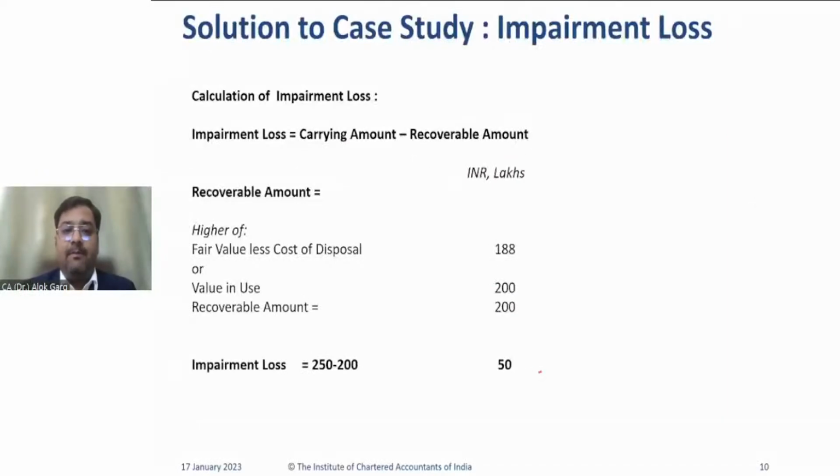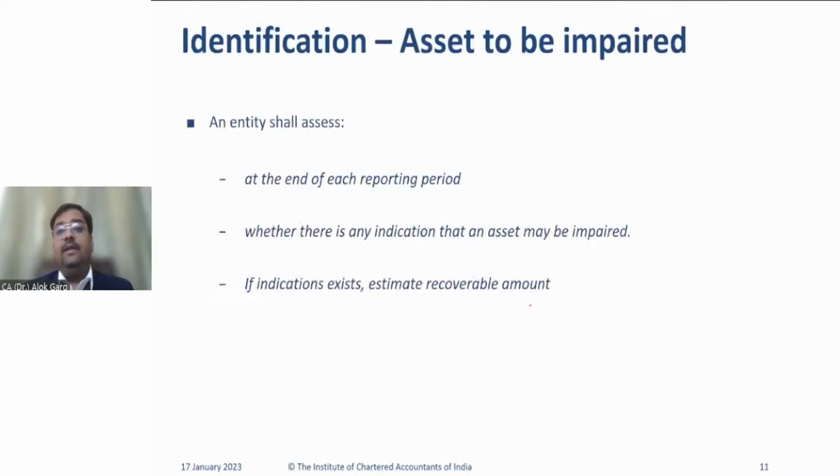So this is my impairment loss. And what is my recoverable amount? It is the higher of fair value less cost to sell or value in use. This is my recoverable amount. Right, friends?